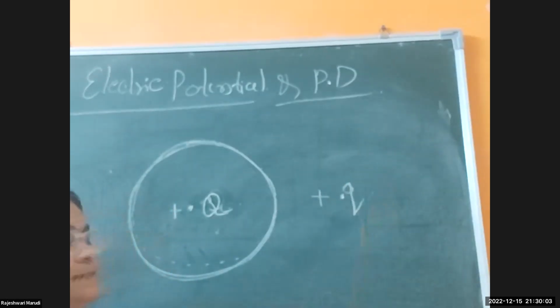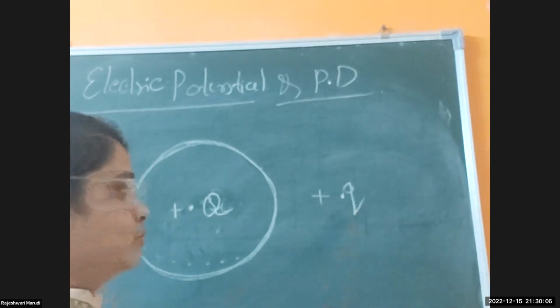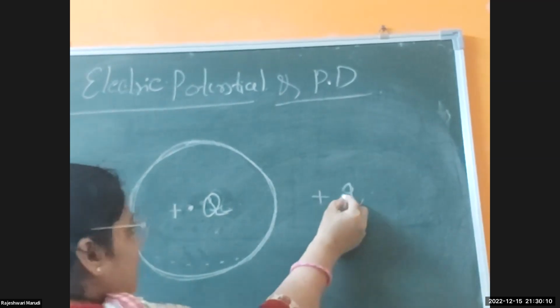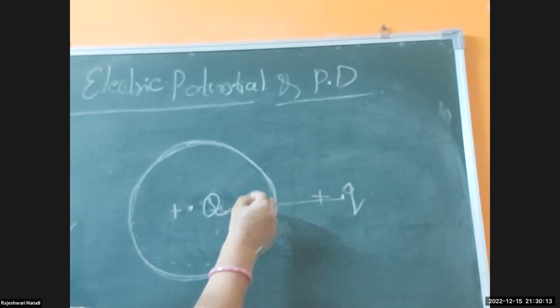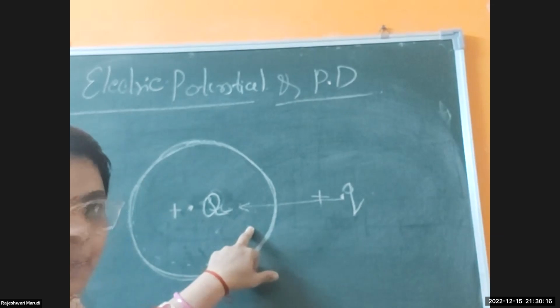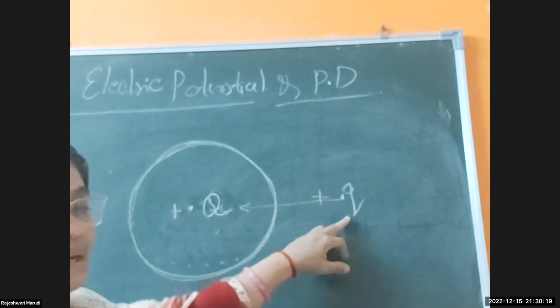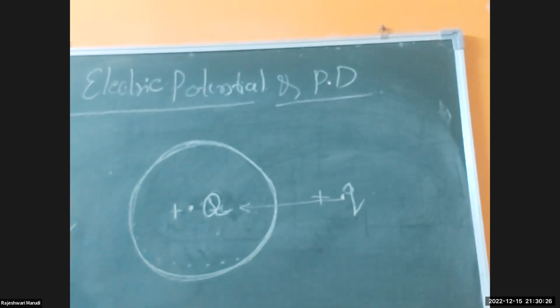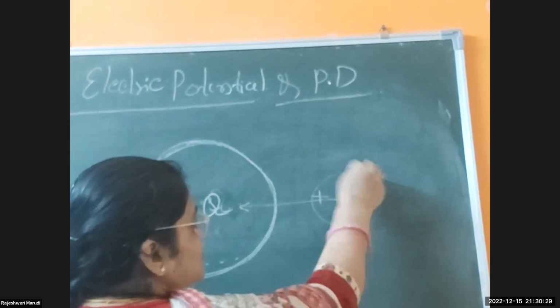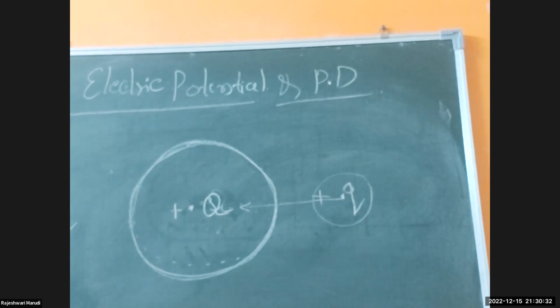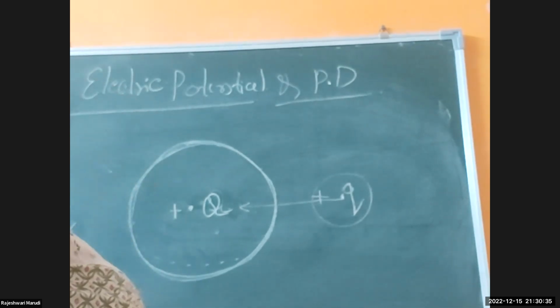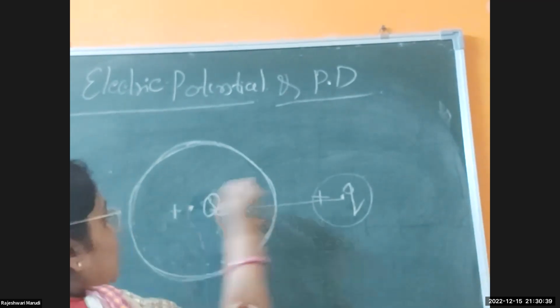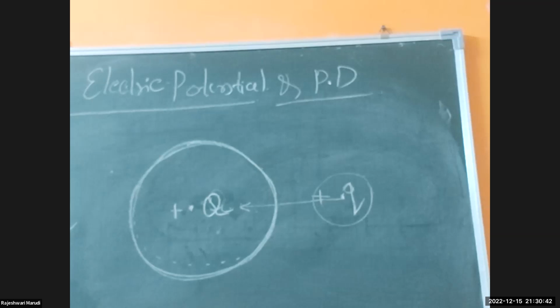Here, on a line, I have taken another charge, that is also plus q. So what happens if I bring this charge near the charge in this electric field? Here also I have a positive charge, and I am bringing another positive charge into this electric field. What happens to this small q, the other positive charge? It experiences a repulsion force, right? Because both are positive charges. Like charges repel each other.